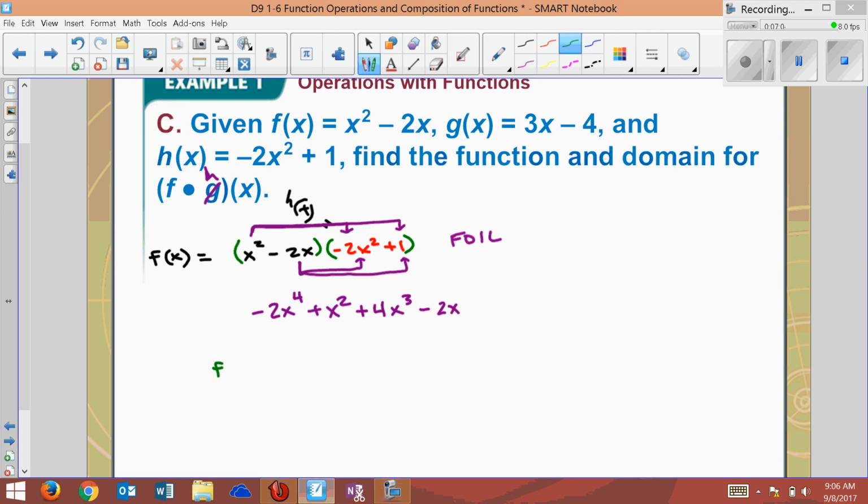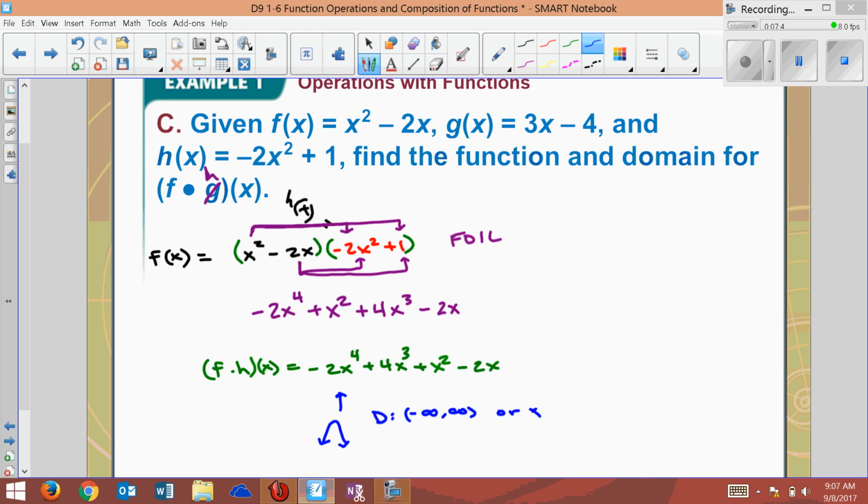And so I'll rewrite it though. Again, I messed up. Your f times h of x would equal negative 2x to the 4th. And we usually write by order of powers. So then I would say plus 4x cubed plus x squared minus 2x. This again is a parabola, but this time it's facing downward because it's negative. So we would say the domain is the same as previous. And that would be our answers.